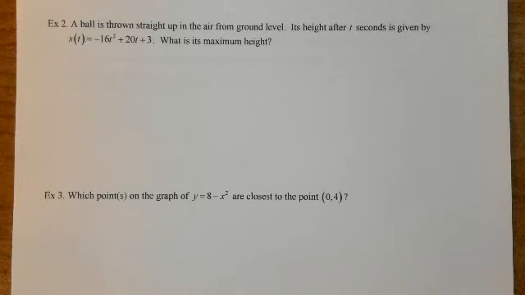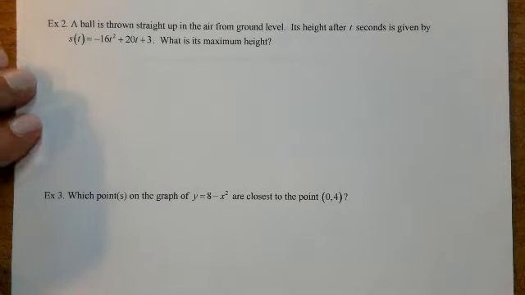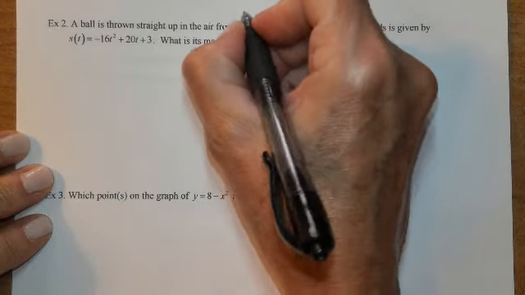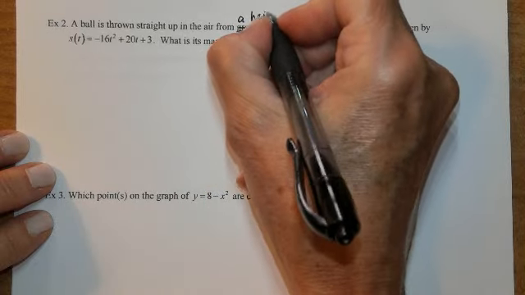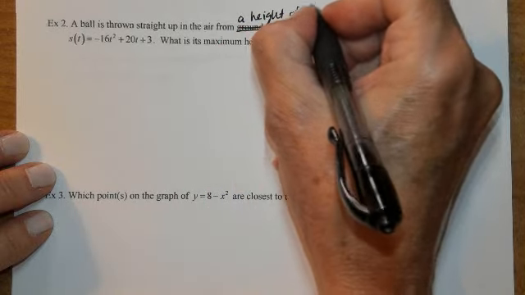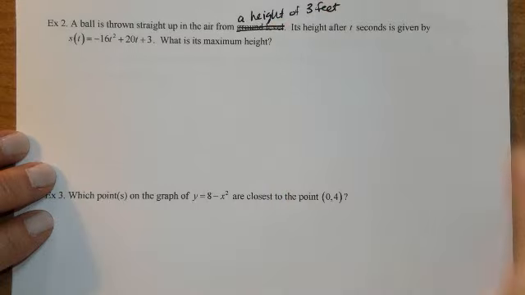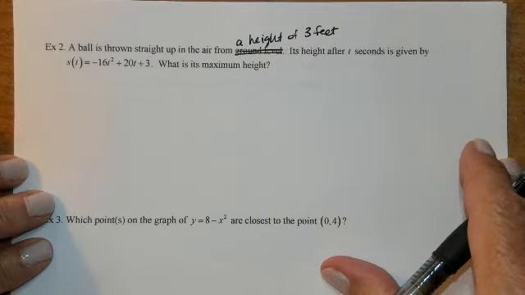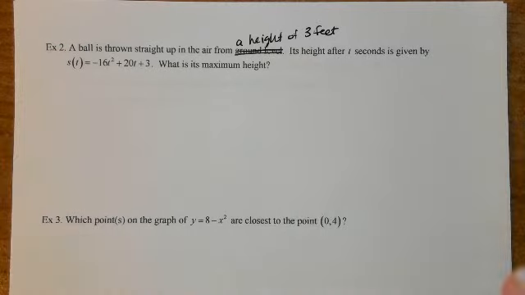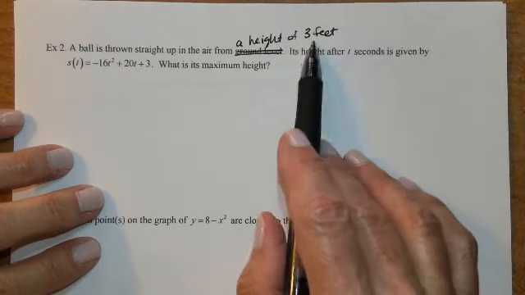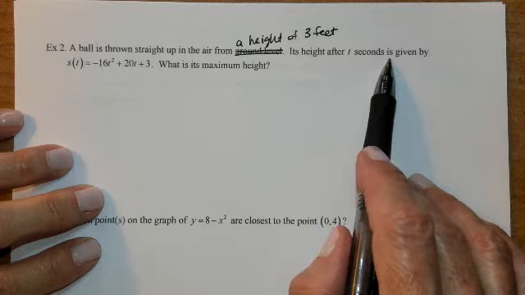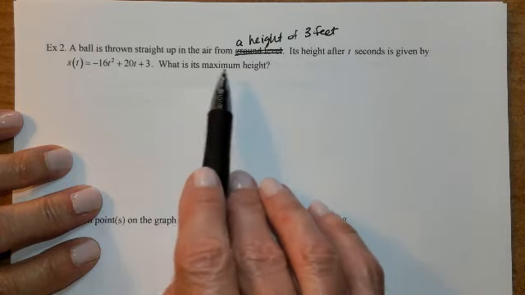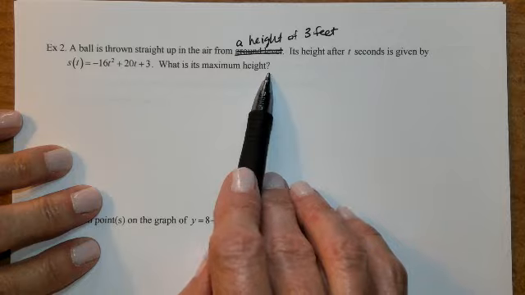In example 2, it says a ball is thrown straight up from ground level, and I forgot to change this. I need to change that. This is a height of 3 feet. I'm hoping that when you are reading your paper, it already says that. A ball is thrown straight up in the air from a height of 3 feet. Its height after t seconds is given by this equation. What is its maximum height?